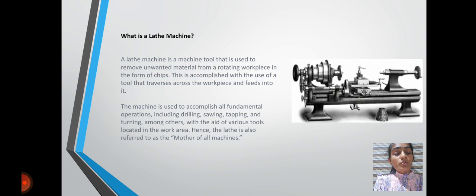First, we discuss about definition of lathe. A lathe machine is a machine tool that is used to remove unwanted material from a rotating workpiece in the form of chips. This is accomplished with the use of a tool that transfers across the workpiece and feeds into it. The machine is used to accomplish all fundamental operations including drilling, sawing, tapping and turning among others with the head of various tools located in the work area. Hence, the lathe is also referred to as the mother of all machines.